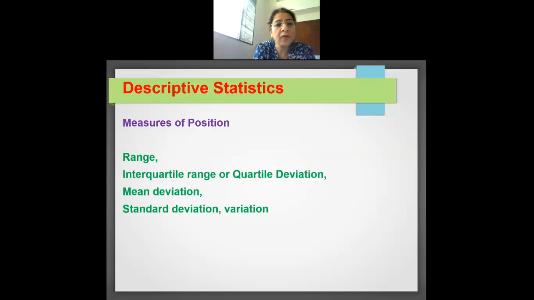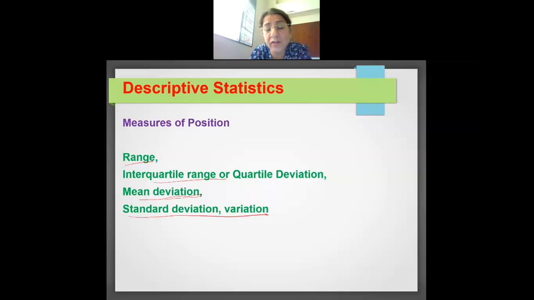So apart from having calculation of this range and standard deviation, you can calculate interquartile range or quartile deviation also. You can calculate mean deviation also. Mean deviation in the sense deviation from the mean. Deviation from the mean, sum those deviations, and the average of those is your mean deviation.